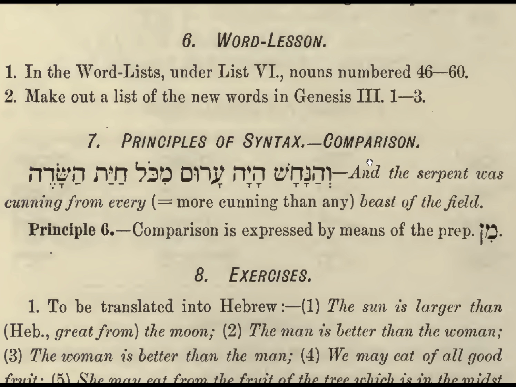Syntax, we're looking at comparison here. The serpent was more cunning than any beast of the field, and this is done in Hebrew in this way: V'han nachash haya ngarum mikol hayat hasadeh. So comparison here is expressed by the preposition min, mikol.